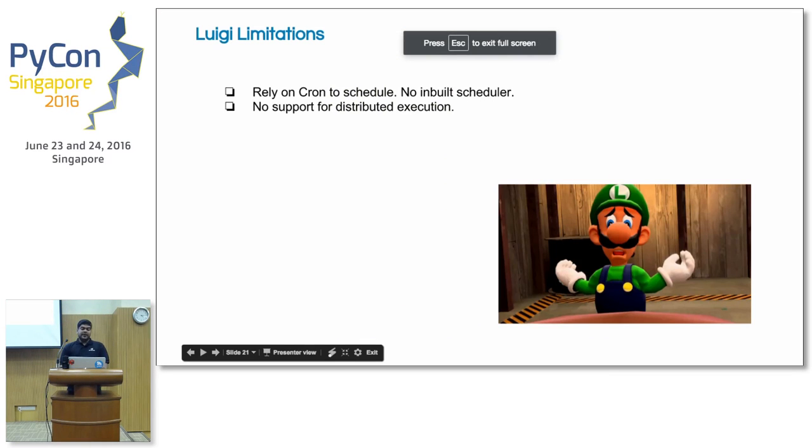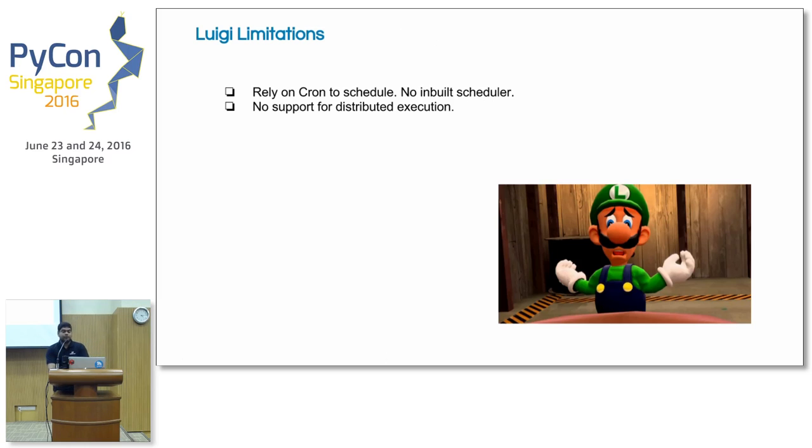Okay, some of the limitations is that they don't have a scheduler right now. So we rely on cron basically. Like in my company, we have a fraud detection system which basically runs using Luigi and a lot of data sources here and there. So we still rely on cron for that. So it doesn't have a scheduler.